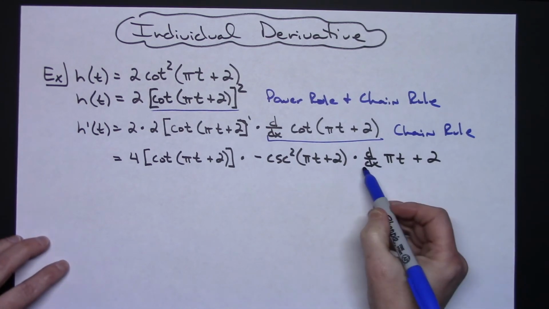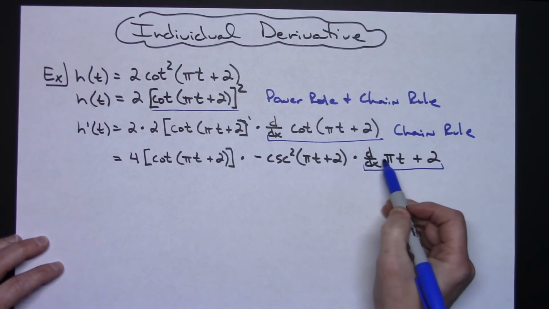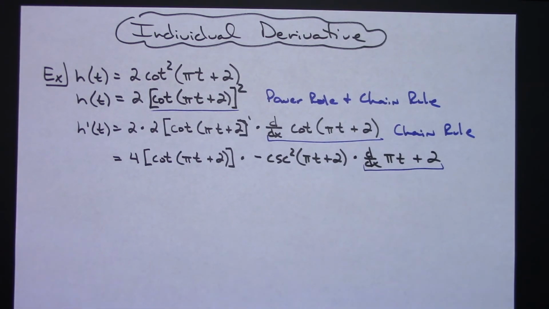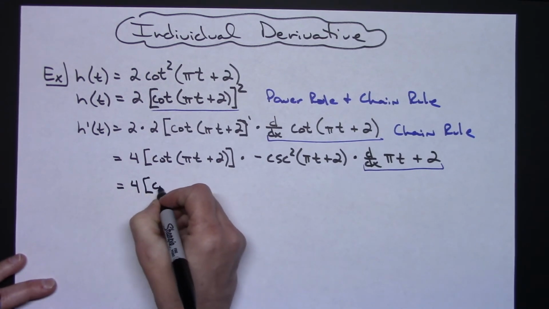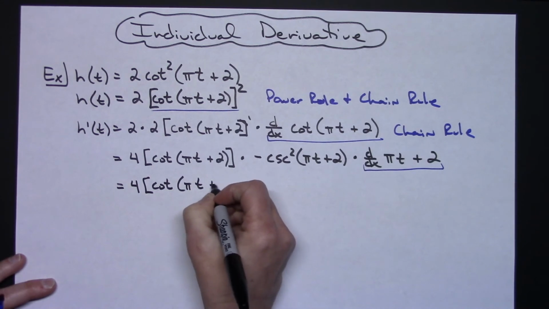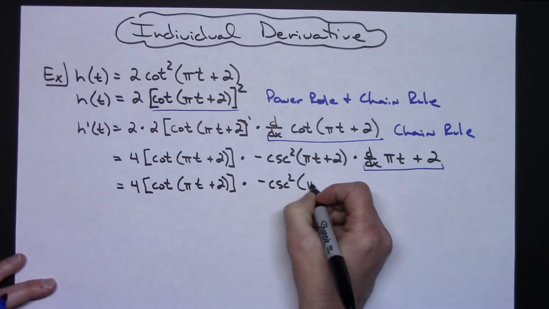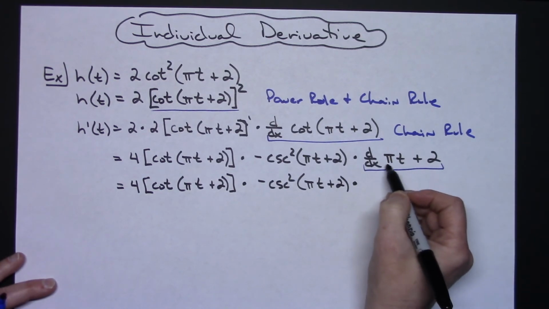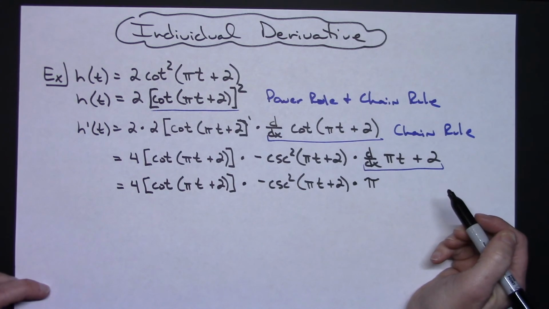Now we are finally down to a derivative that no longer involves chain rule or anything, it's just a straight derivative. And keep in mind, pi is a constant, pi is a number, so that's just like a number sitting in front of our variable. So again, leaving everything the way it is, 4 cotangent of pi t plus 2 times the negative cosecant squared of pi t plus 2. Now I'm ready to take the derivative here, and like I said, this is a number in front of my variable, it's a constant. So when I take the derivative there, I'm just going to have a pi, and then the 2, obviously take the derivative there, it goes to 0.